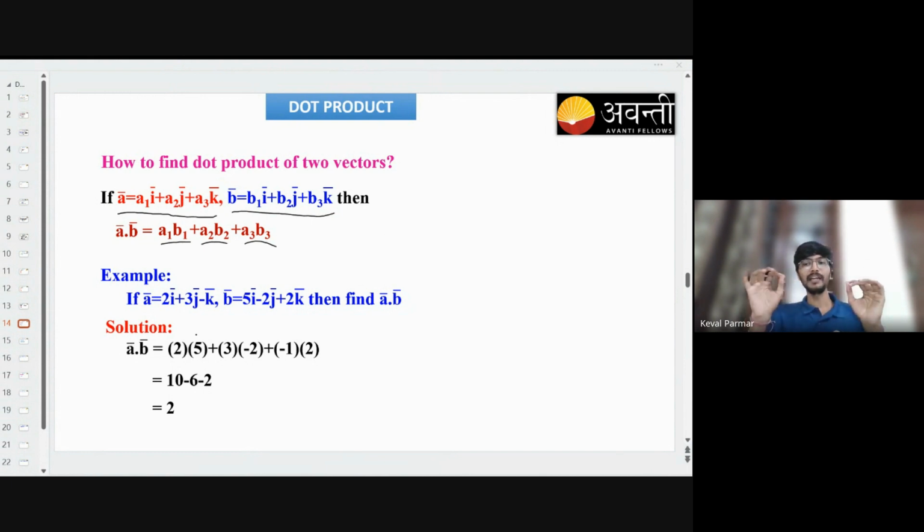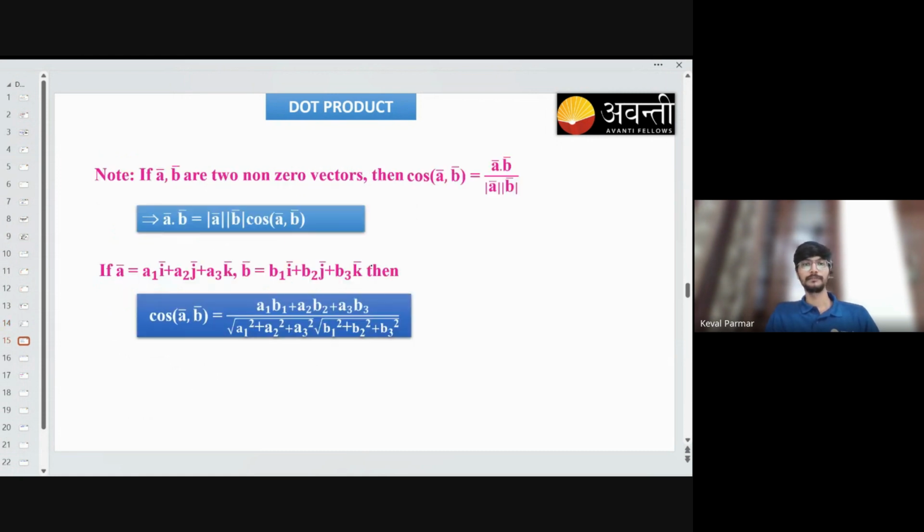A bar and B bar are two vectors. A bar is 2i plus 3j minus k and B bar is 5i minus 2j plus 2k. So what do we do? Multiply the corresponding coefficients. So I cap 2 into 5, J cap 3 into minus 2, K cap minus 1 into 2, and add them. So I'll get the final answer as 2. So that means A bar dot B bar is equal to 2. Let's look at the next.